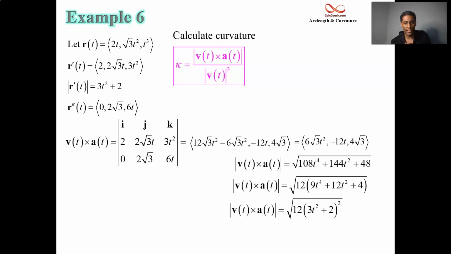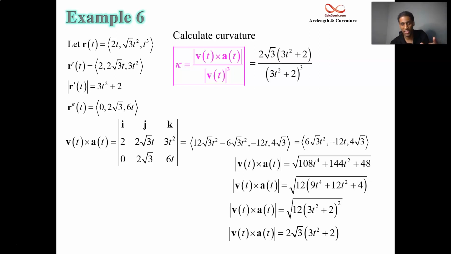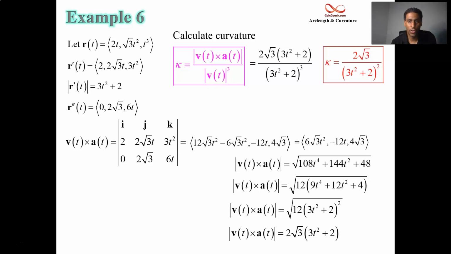And so we end up with the root of 12 and then the root of this perfect square. So the root of 12 is 2 root 3. And then we have that perfect square there, the thing that was a perfect square underneath the radical. That's the numerator to curvature. What's the denominator? It's speed cubed, but look at the speed. The speed is the same factor here, 3t squared plus 2. So in canceling, you'll have the curvature 2 root 3 over 3t squared plus 2.